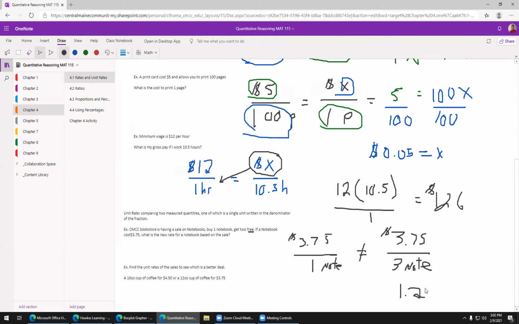So that's where rates can get tricky, is when they don't always set up nicely in that proportion problem. And I've got to apply, like Serena said, a little bit of logic to it. So because of the sale, I am basically paying $1.25 a notebook.